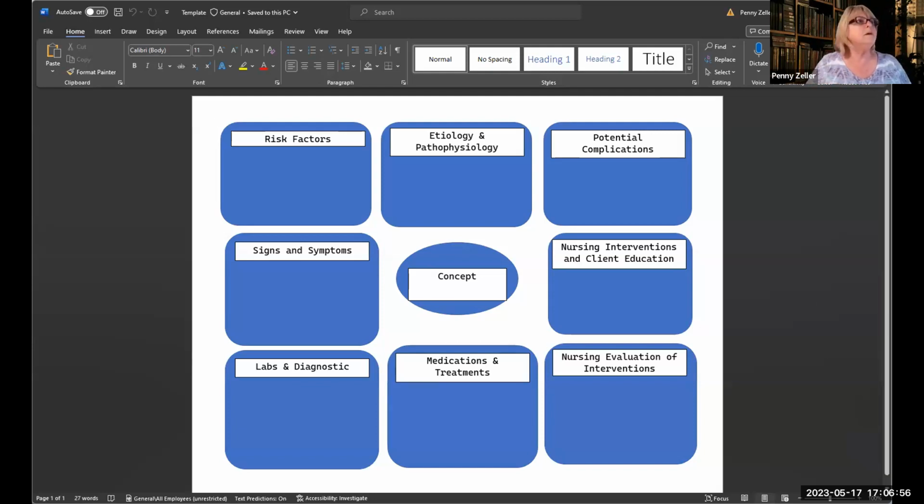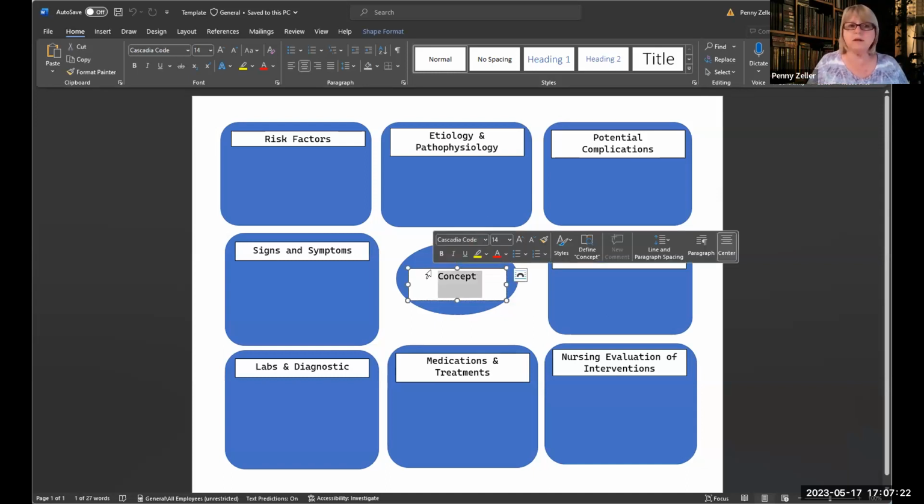Medications, how do you treat it? And then potential complications with preeclampsia, nursing client education. And then for preeclampsia, we give magnesium sulfate. So how do you evaluate how it's working? So you could do preeclampsia, or, let's see, what concept did we talk about today? Meconium aspiration or preterm birth. It could be your concept.